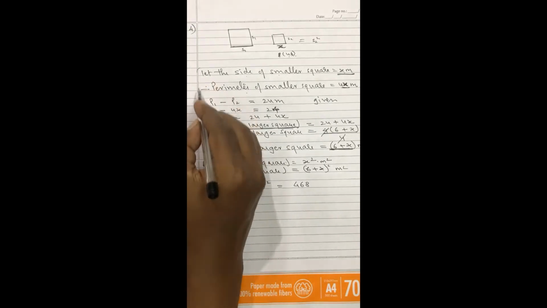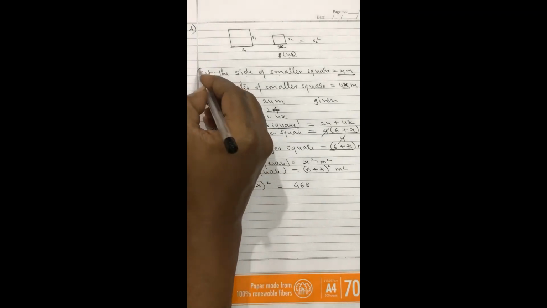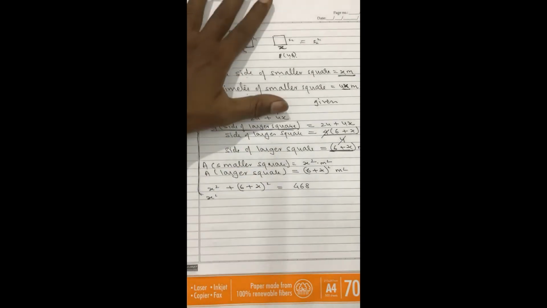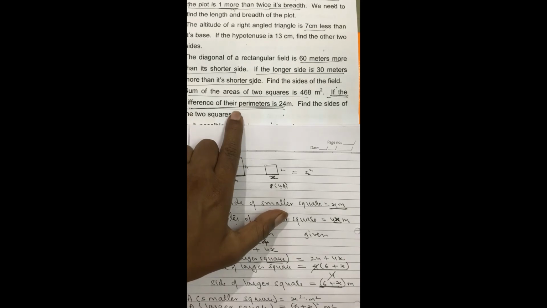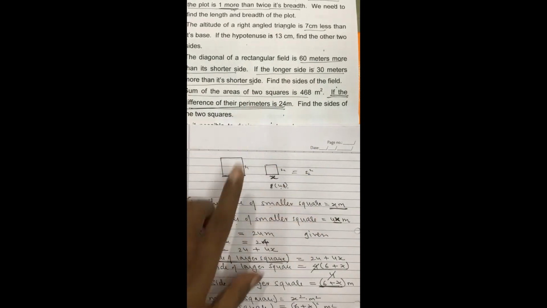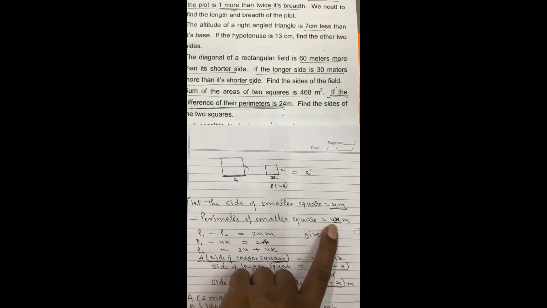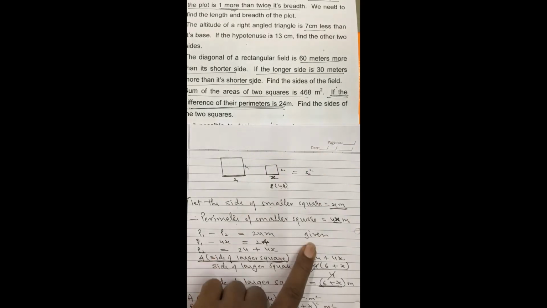This part is important, my dear student. This you have to understand, how you have to travel. See, from perimeters you will be able to find the information. Difference of the perimeters is 24 meter. So let the side of the smaller square be x meter. The perimeter of the smaller square will be 4 into x, because that is the formula for the perimeter of a square, 4 into side, 4x. Now using this, the perimeter of larger square minus perimeter of smaller square is equal to 24 meter. This is given to you. The difference is 24 meter.